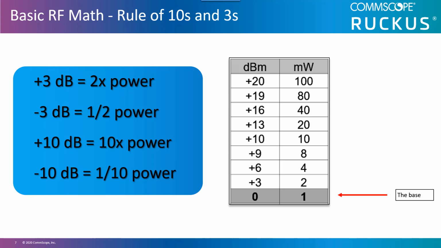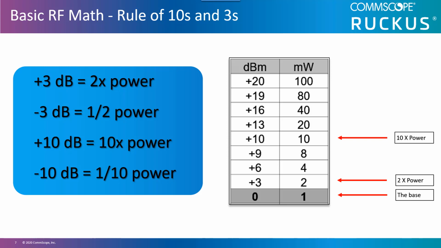Here's where the rule comes into play. For every 3 dB increase in power, the milliwatt value is doubled. 3 dBm doubles our base value of 1 milliwatt to a value of 2 milliwatts. A value of 6 dBm would be the equivalent of 2 times 3 dBm. So the first 3 dBm doubles the 1 milliwatt base to 2 milliwatts, and the second doubles the 2 milliwatts to 4 milliwatts, and so on.